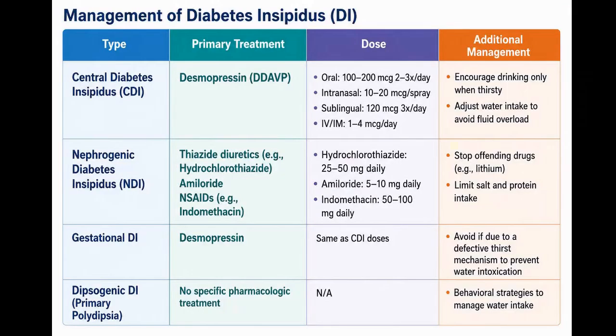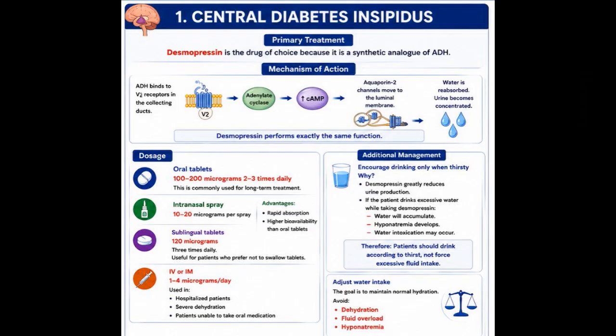Management of diabetes insipidus. The treatment of DI depends on the underlying cause. 1. Central diabetes insipidus. Primary treatment: desmopressin is the drug of choice because it is a synthetic analog of ADH.